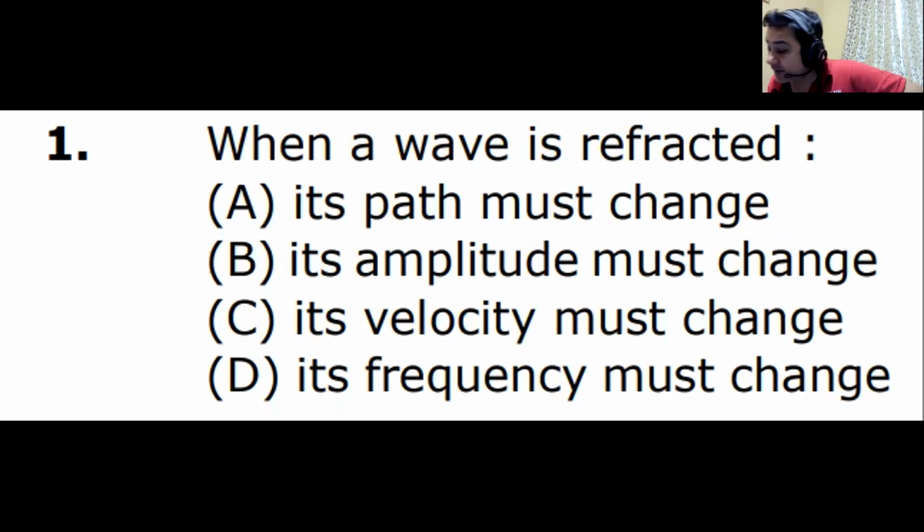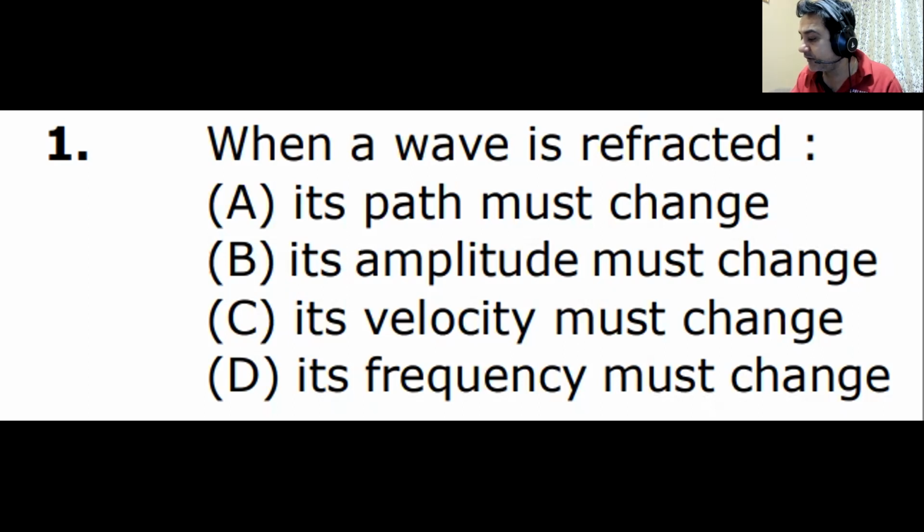When a wave is refracted, its path must change, its velocity must change. So what is the option? Its velocity must change. Do we understand this? Yes or no? Yes, sir. When its velocity changes, it gets refracted, it bends towards the normal. Okay, well done. These are the type of questions we are supposed to encounter, and this is the next one.